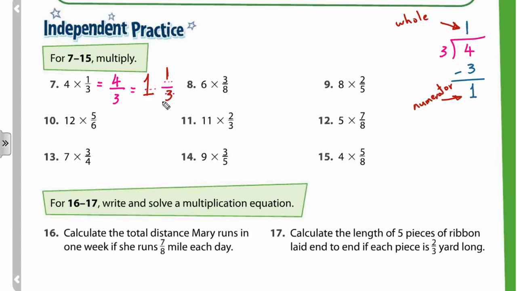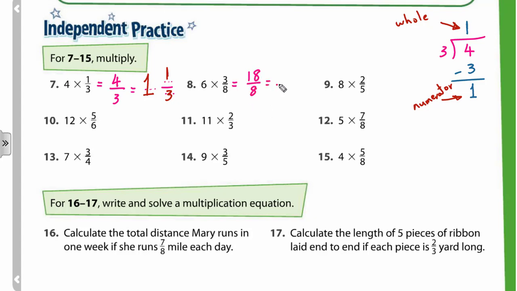Okay, Nader, go ahead. 6 times 3 eighths equals 18 eighths. And it's a proper fraction. Improper fraction.